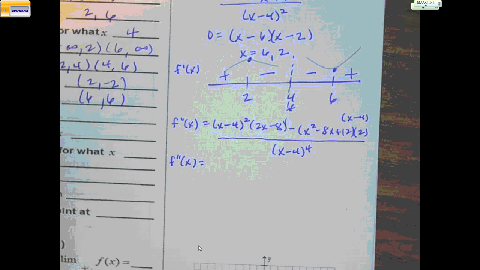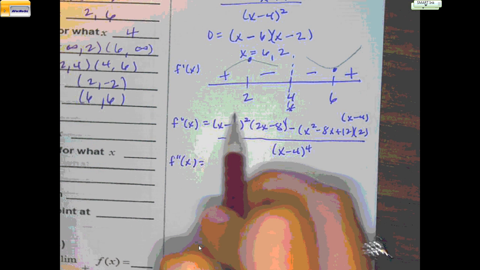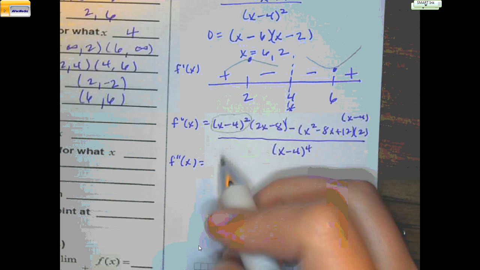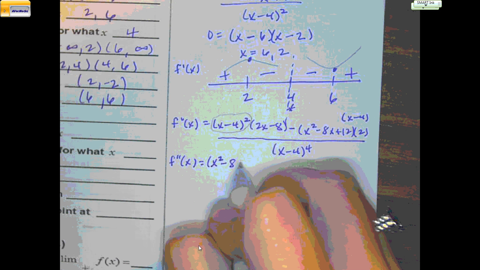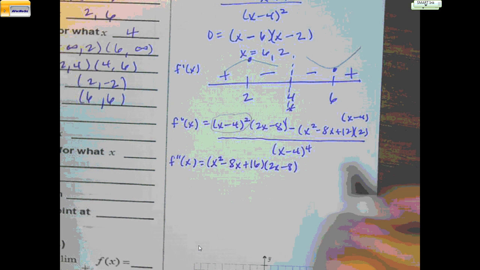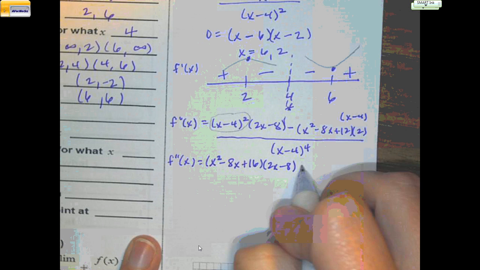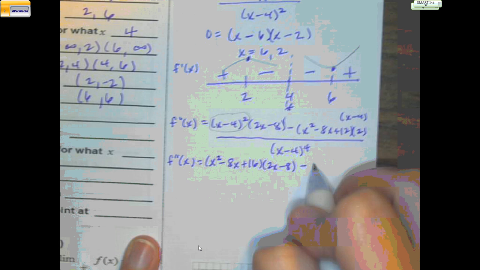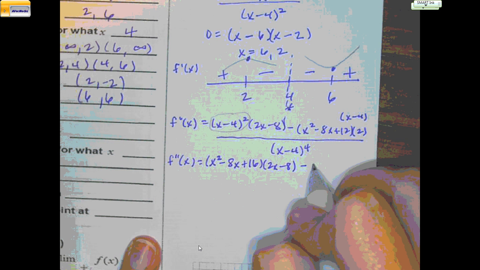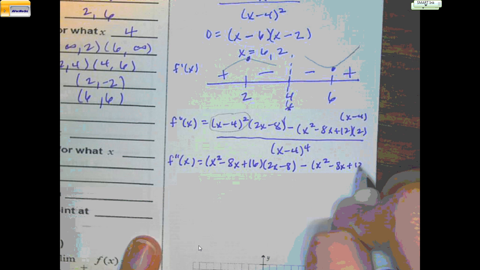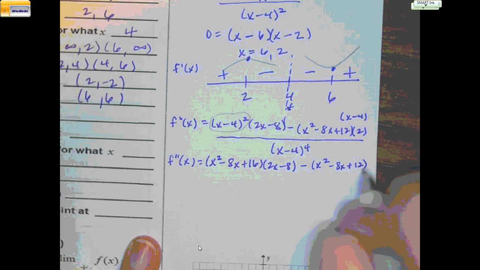I'm going to follow that guy right there so that I have x squared minus 8x plus 16. I'm eventually going to do something with the 2x minus 8 there. Minus, I'm going to distribute the 2 to the x minus 4 so that I have the same problem, negative x squared minus 8x plus 12, and I've got a 2x minus 8.